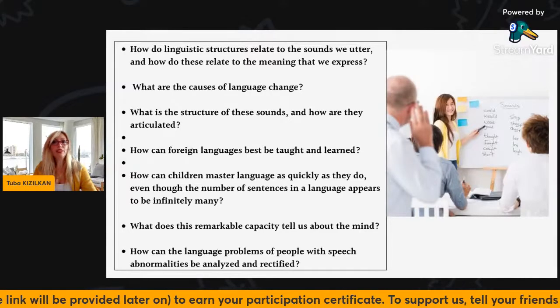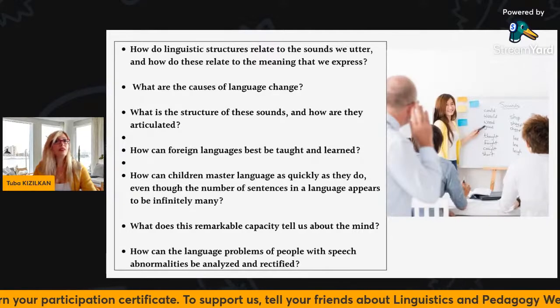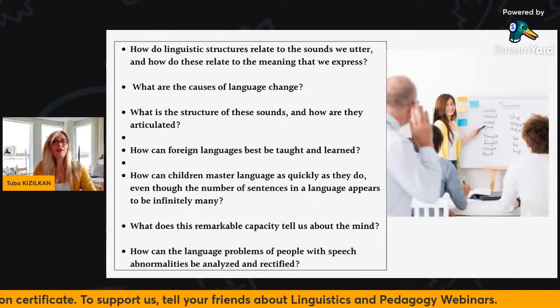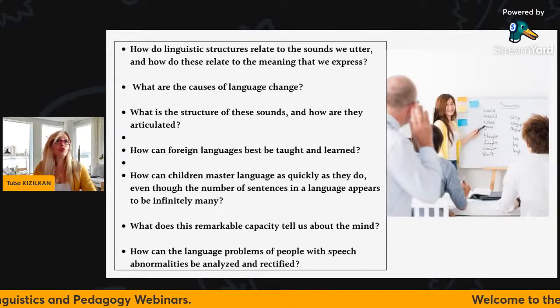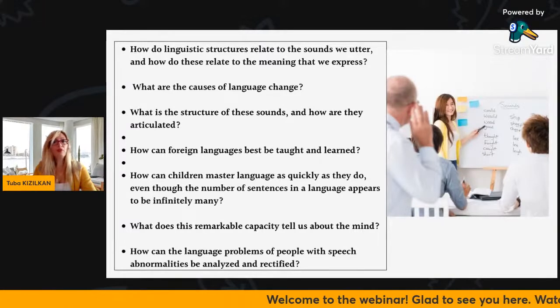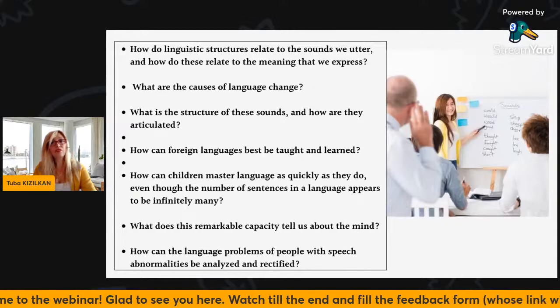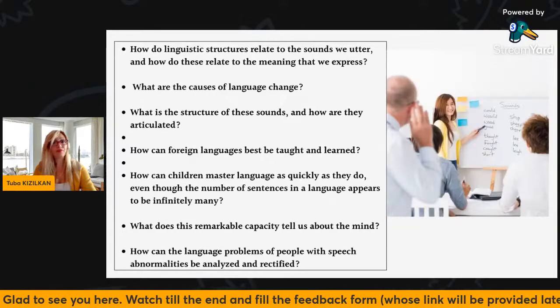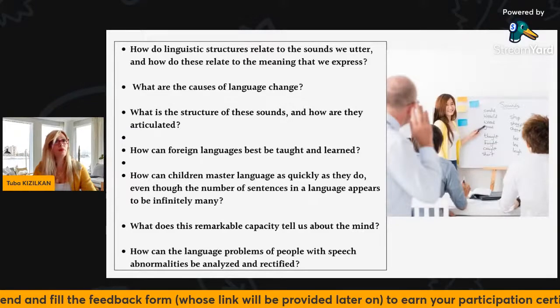And how can foreign languages best be taught and learned? This is very much an interesting point, which can and should attract English teachers, of course. And how can children master language as quickly as they do, even though the number of sentences in a language appears to be infinitely many? And what does this remarkable capacity tell us about the mind?